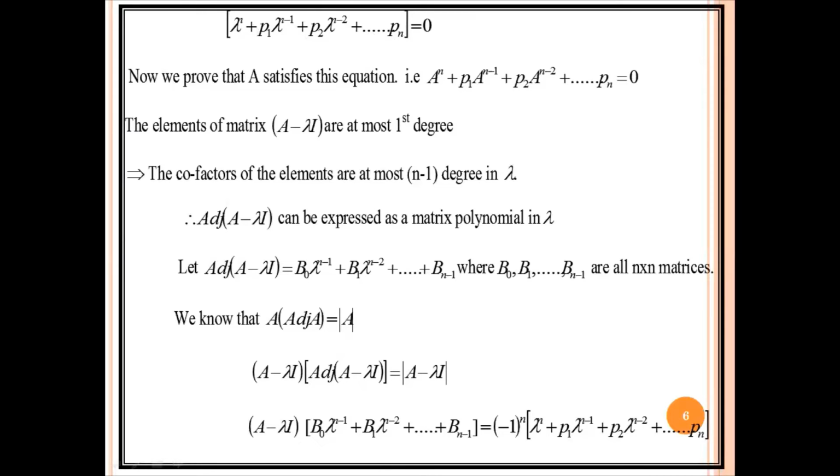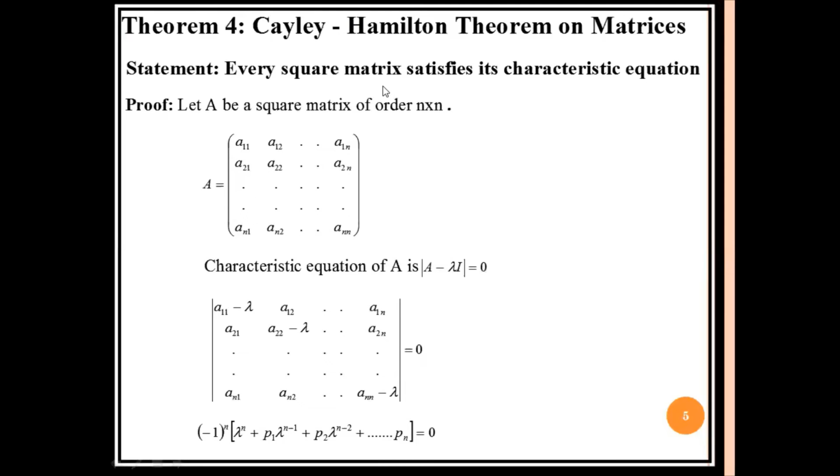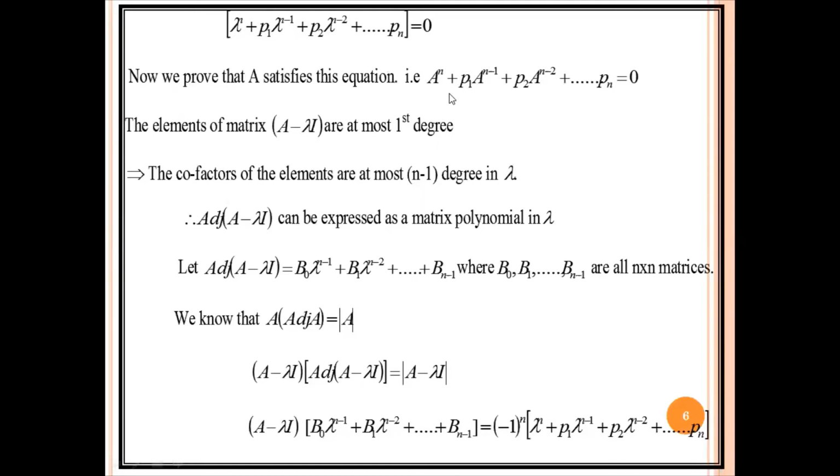What is our statement? Every square matrix satisfies its characteristic equation. So we got the characteristic equation. What we want to show is that we have to substitute the square matrix in place of lambda in the characteristic equation. That means A to the power of n plus p1 into A to the power of n minus 1 plus p2 into A to the power of n minus 2 and so on, plus pn is equal to 0. So we want to prove this condition.